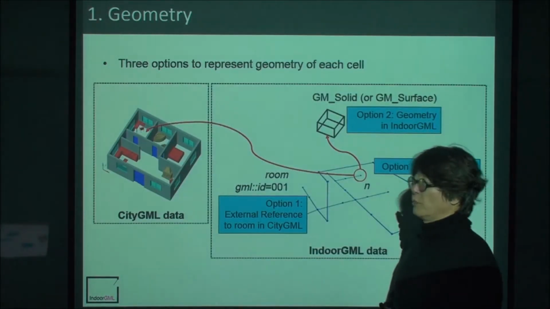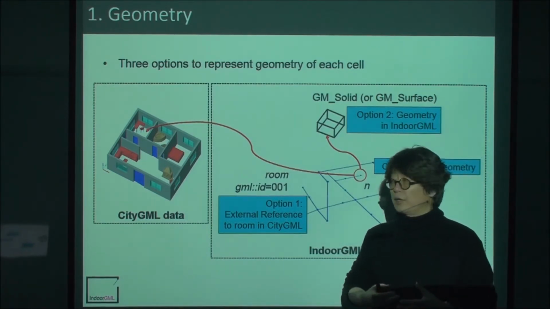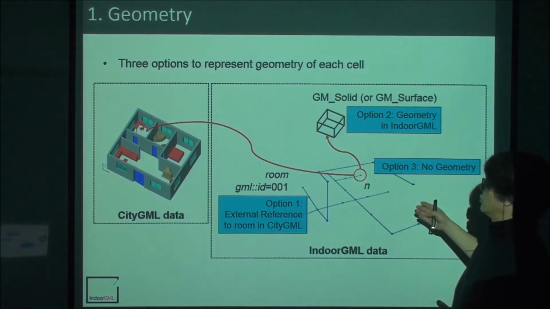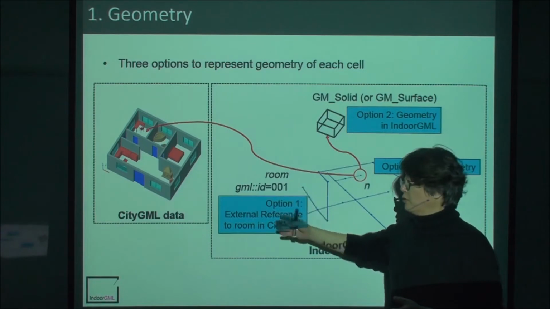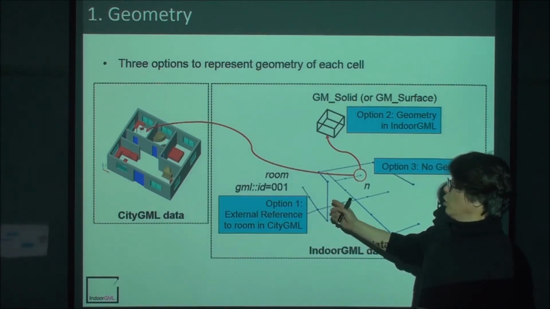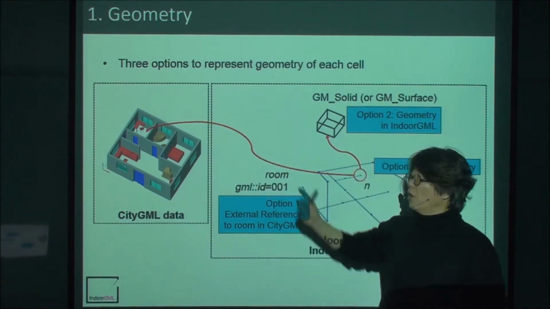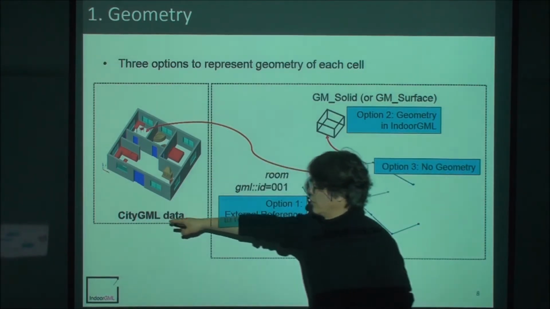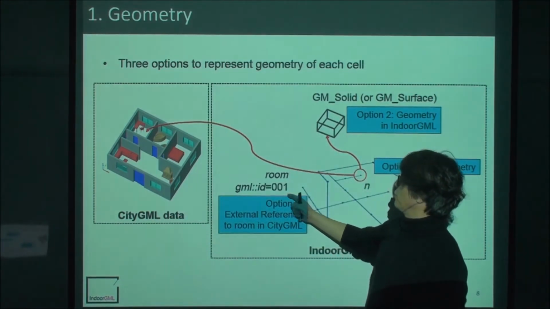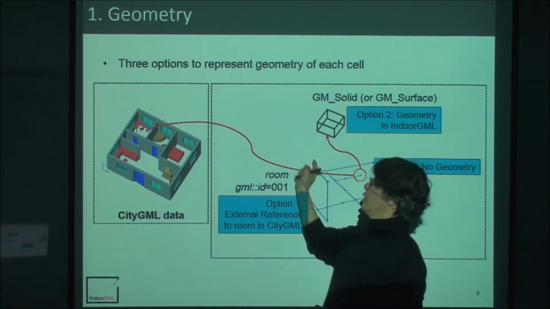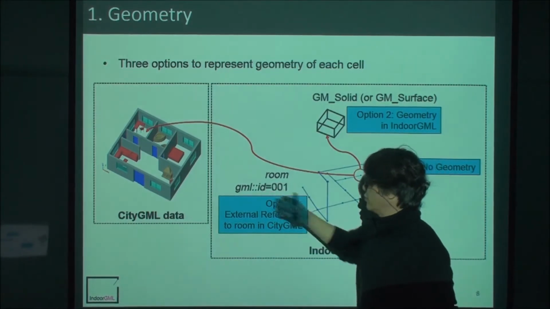So first of all, the geometry. We describe the geometry of each cell with three different options. The first option is we don't define the geometry of the cell. Instead, we include a reference to an object of another data set. For example, in this case, we have a CityGML data set, and we include an identifier, which is a pointer to the object defined in the other data set. This is the first option.